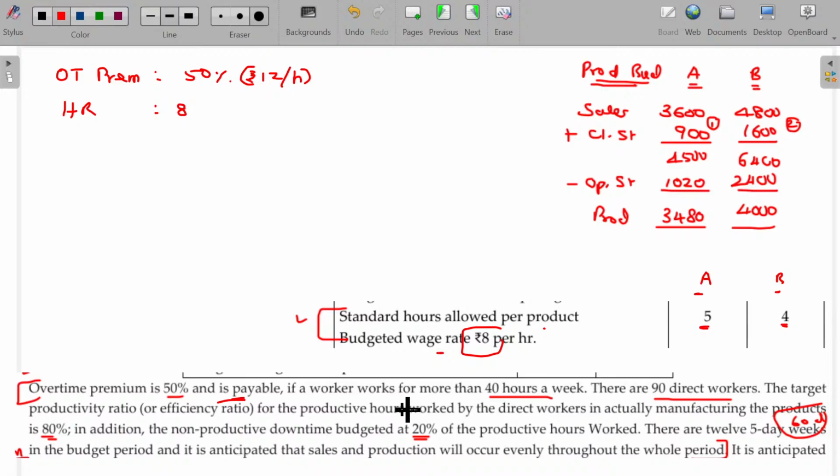When will the overtime premium be payable? If a worker works for more than 40 hours a week. How many workers are there? 90 workers are there. If you multiply these two, 90 into 40 hours a week into 12 weeks. 5-day week, 12 weeks are there. 90 workers, every week they are working 40 hours. For the budget period, 12 weeks are there. And what is the total value? So, in excess of 43,200.